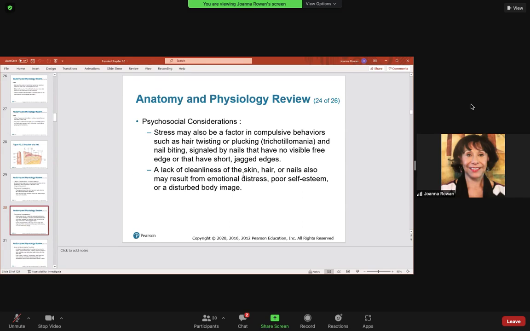A lack of cleanliness of the skin, hair, or nails also may result from emotional distress, poor self-esteem, or disturbed body image.